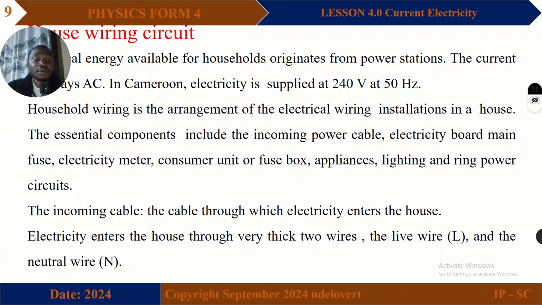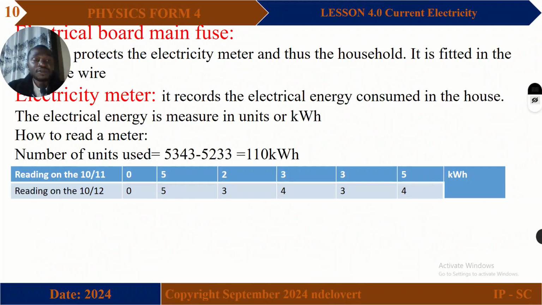The incoming cables are the cables through which electricity enters the house, and it enters through the live cable and the neutral cable. The electricity main board fuse protects the electricity meter, and thus the household, so it's fitted on the live wire. The electricity meter is the instrument that measures the energy consumed by the household. For example, we have these readings here.